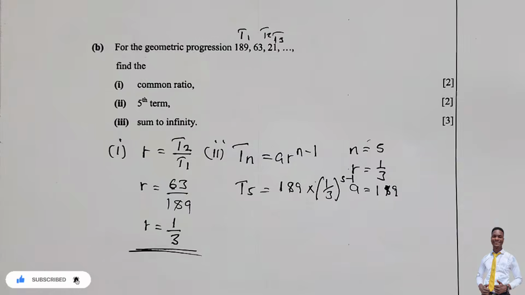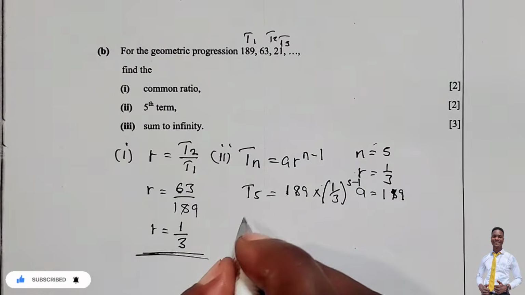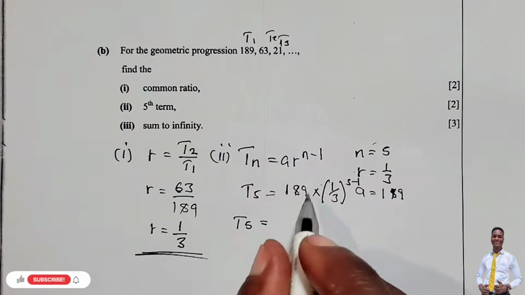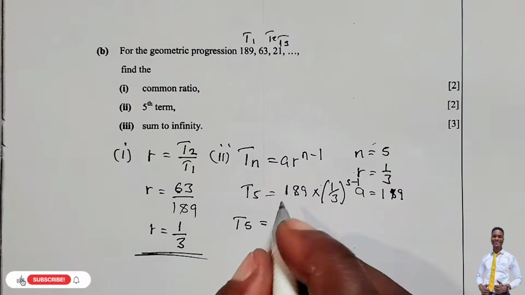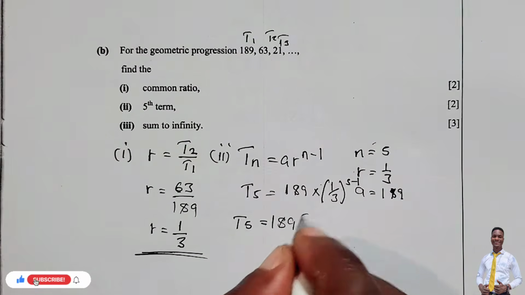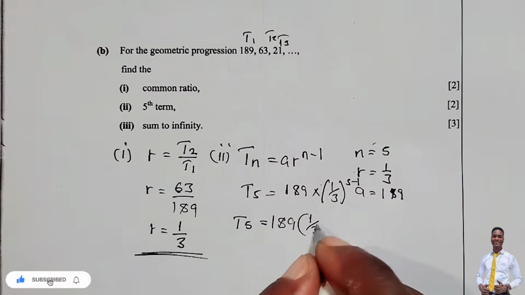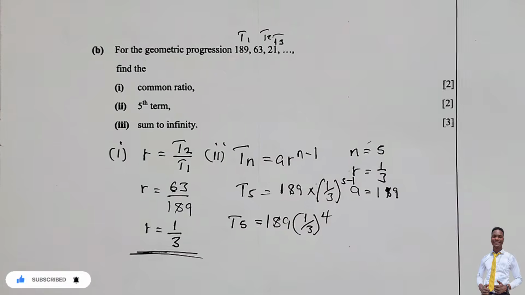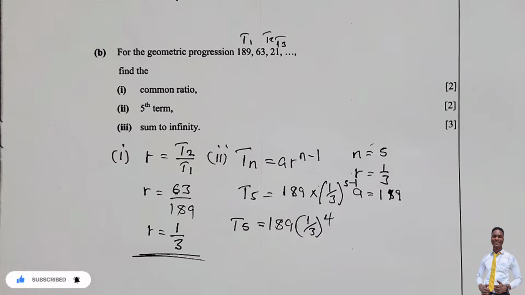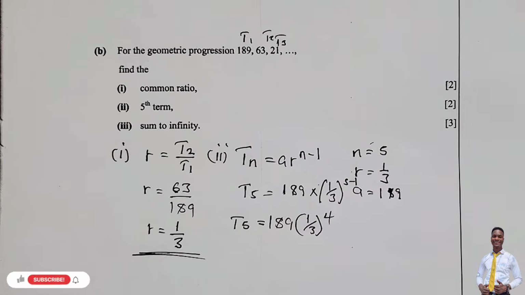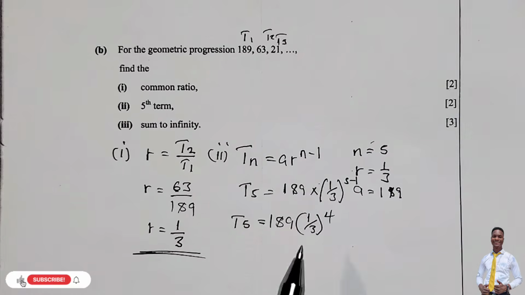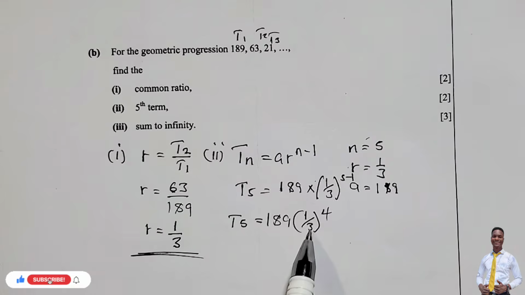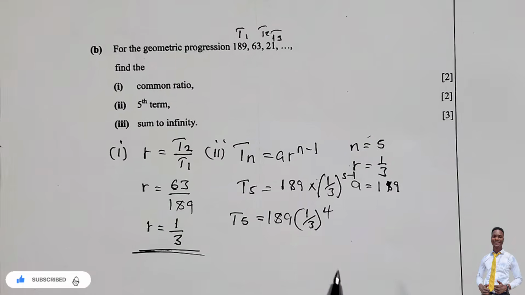Okay, let me just write it nicely from this side. So we have T5 equals 189 open bracket 1 over 3 close bracket to the power 5 minus 1, which is just 4. This is what we are having. Now, don't rush multiplying 189 times or divided by 3 then to the power.